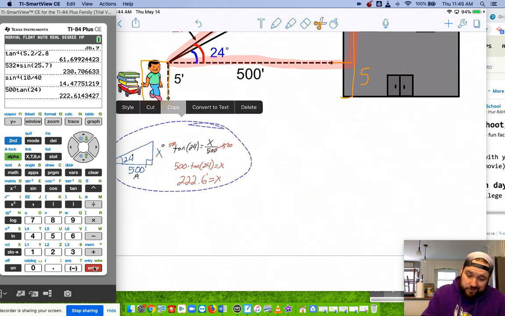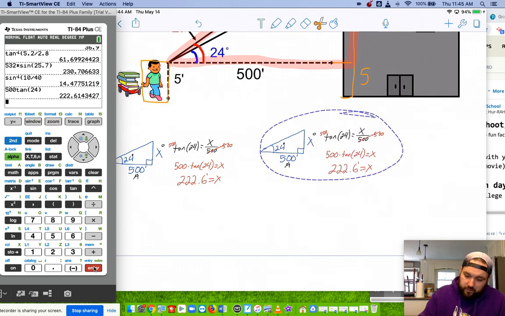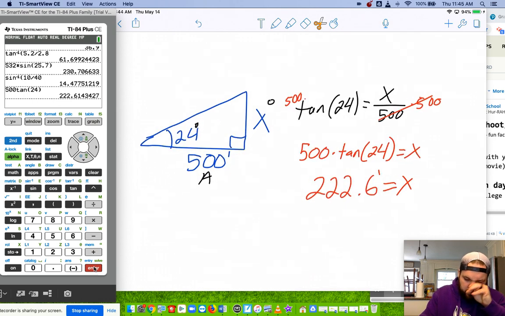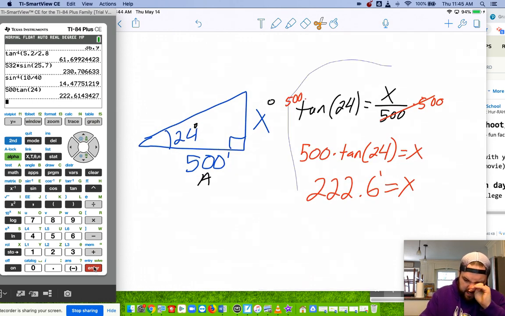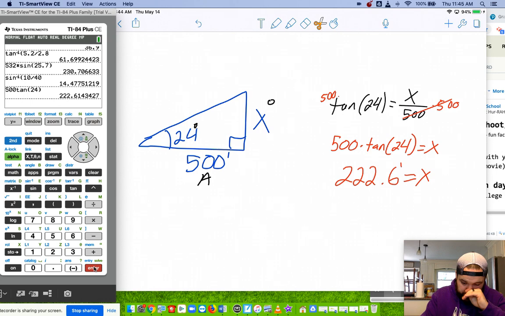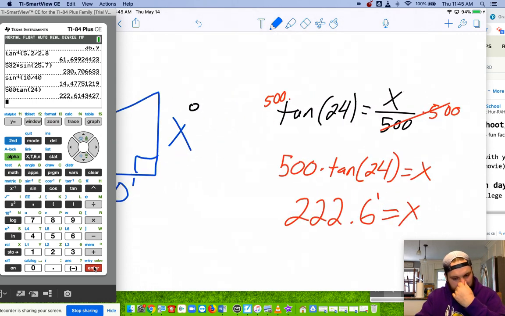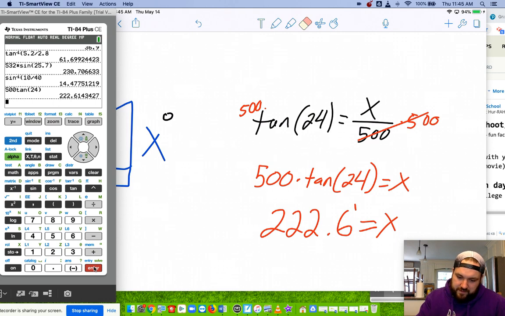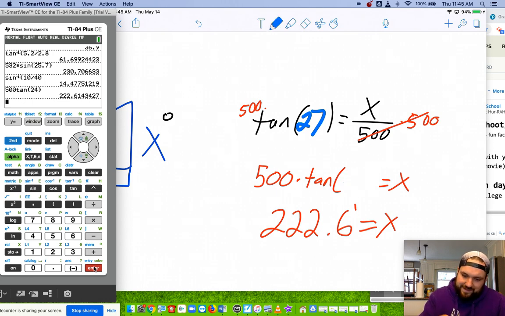Actually, I'm just going to copy this and paste it over here. So now basically what's happening is I am doing the exact same calculation, but my 24-degree angle is now a 27-degree angle. Which means everything else stays the same except this is going to be 27. So it means times tan of 27 instead of tan of 24.